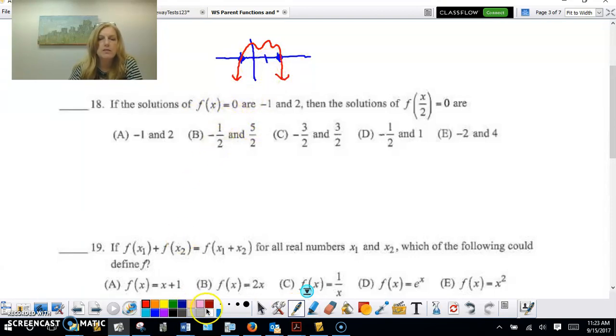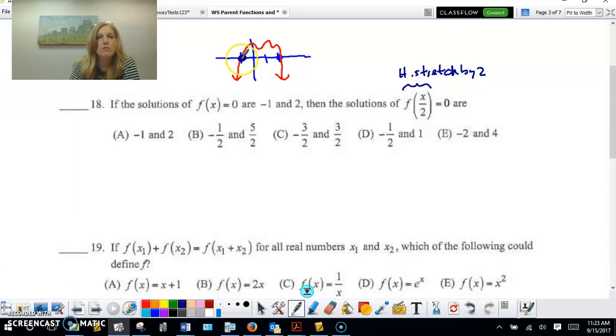When I'm looking at the choice over here, now I'm solving f of x over 2. This is the same function with a transformation. You need to know what transformation this is. And when you have 1/2 of x, this is a horizontal stretch by 2. So it's going to pull the graph apart and make it twice as wide. So the question then becomes, what happens to these points here and here when I stretch them away?